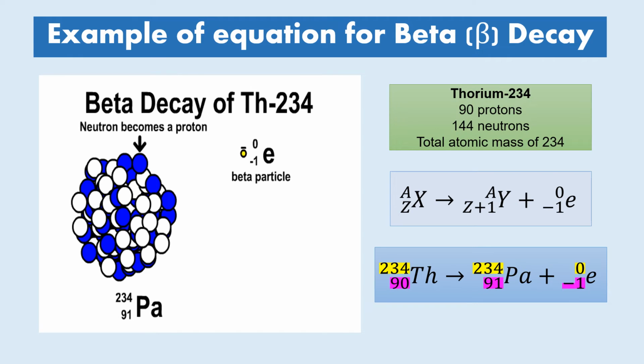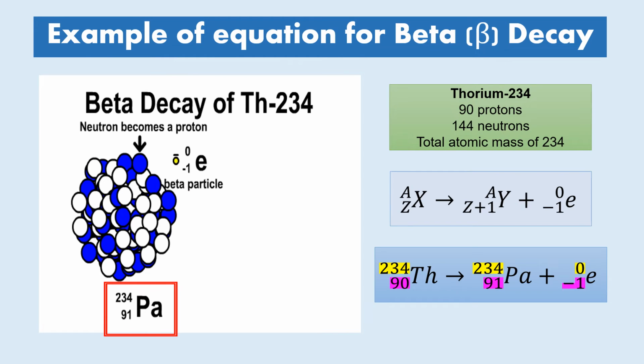In this process, the resulting element is protactinium-234, which has 91 protons, and the total atomic mass is 234, which is not changed. As you can see over here, thorium, the parent nucleus, has the mass number of 234, which is still the same as the daughter nucleus, protactinium, which is 234. So, this is the example of the equation for beta decay.